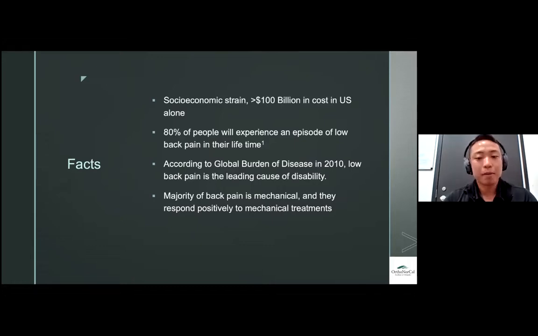Now, majority of back pain is mechanical. They respond positively to mechanical treatments, and that's what OrthoNorCal is able to intervene with. Because in physical therapy, surgical, non-surgical cases, different interventions can be addressed to improve people's low back pain.